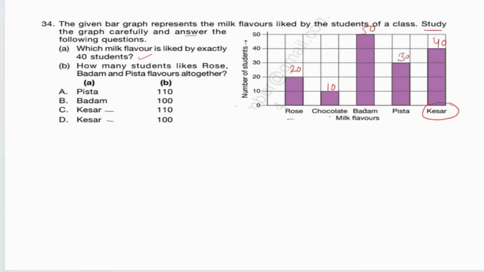How many students like rose, badam, and pista flavor? Rose is liked by 20 students. Badam is liked by 50 students. Pista is liked by 30 students. So that will be 100, right? 2, 5, 7, 3, 10. So it means Kesar and 100. Kesar and 100, so option D should be my answer. It is one of my favorite topics.